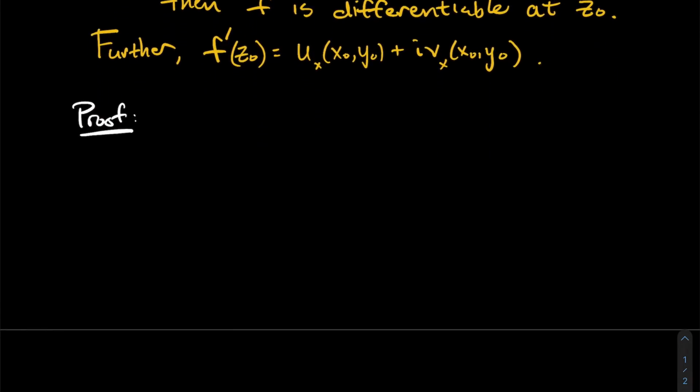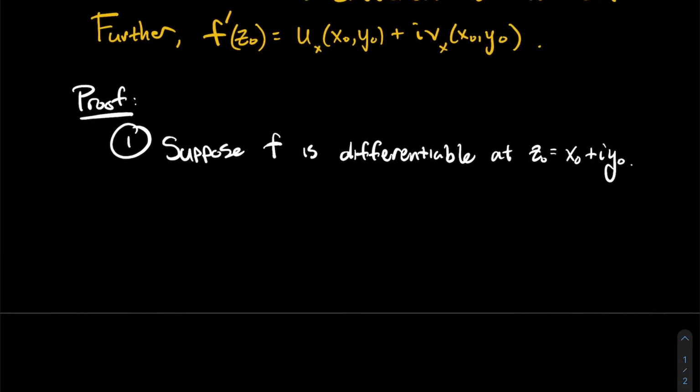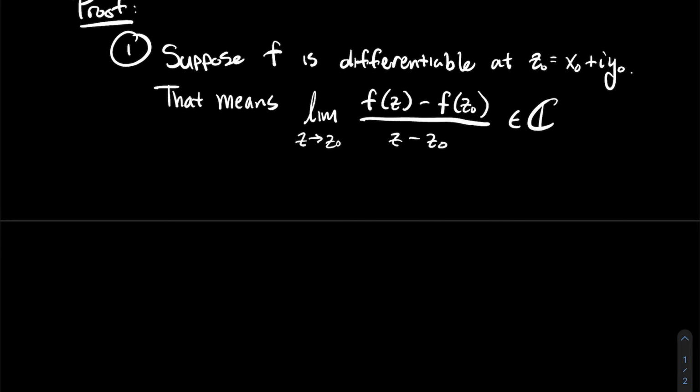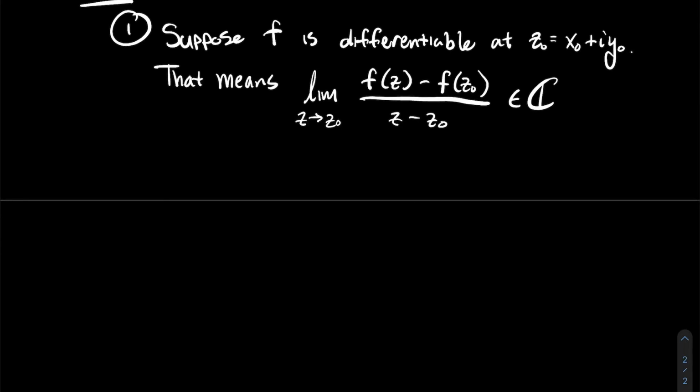So we'll start with statement 1. And remember, the hypothesis there was to suppose that f is differentiable at the complex number z0. And just reminding you, z0 has real part x0 and has imaginary part y0. That means that the limit as z approaches z0 of (f(z) minus f(z0)) divided by (z minus z0) is a complex number. So it exists and it's a complex number. It can't be like infinity or negative infinity.